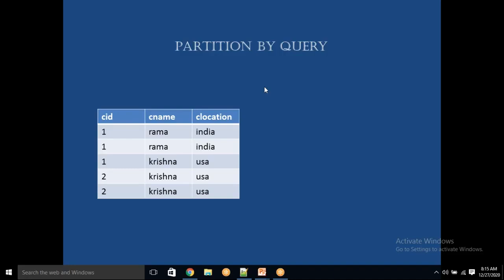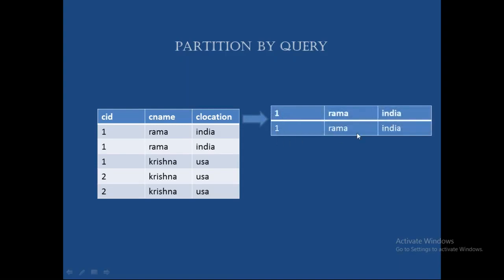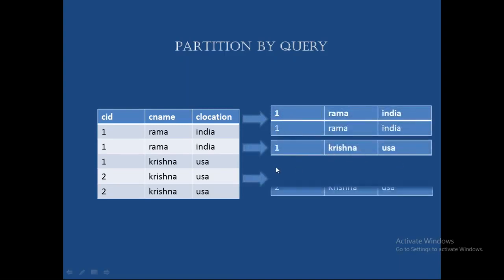3 groups. Sir, 3 groups. Is it clear? Yes, I will get 3 groups. You see, first group is going to be 1 Rama India, 1 Rama India. Second group is going to be 1 Krishna USA. Third group is going to be 2 Krishna USA, 2 Krishna USA. Understood how we have created the groups?